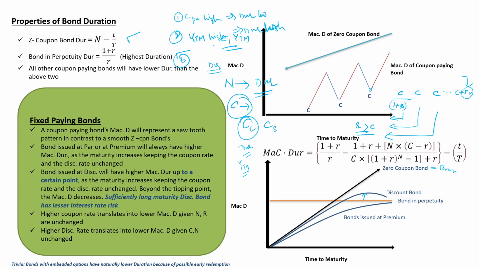Similarly, the discounting rate being low would mean the duration is also low, right? And last, if the tenor is bigger, the duration will also be more.